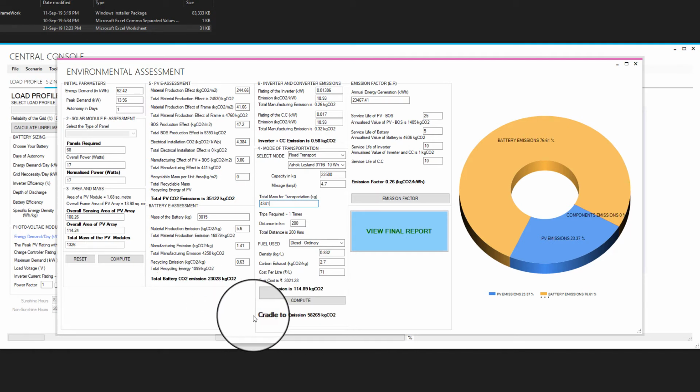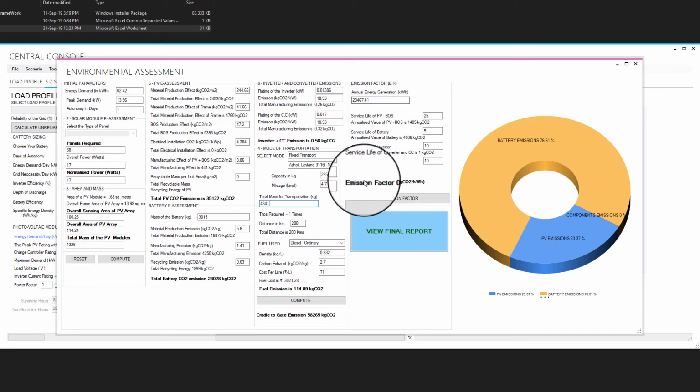So the total cradle to gate, and cradle to gate means from production to the final destination, the amount of kg CO2 generated by transportation as well as production, will be given by the cradle to gate emission. So that is around 58.265 ton CO2.